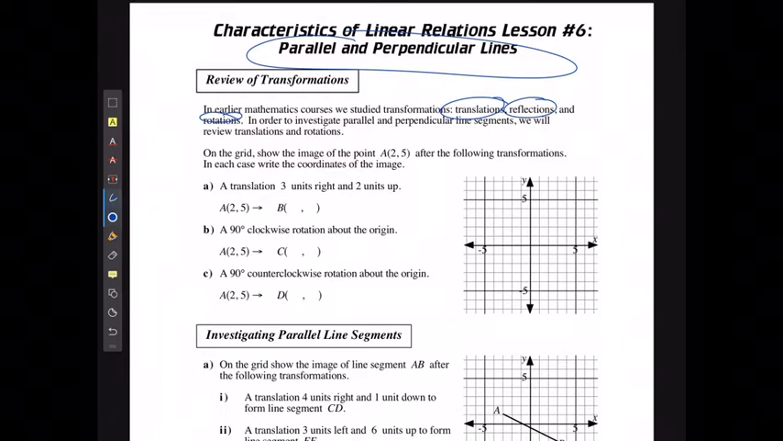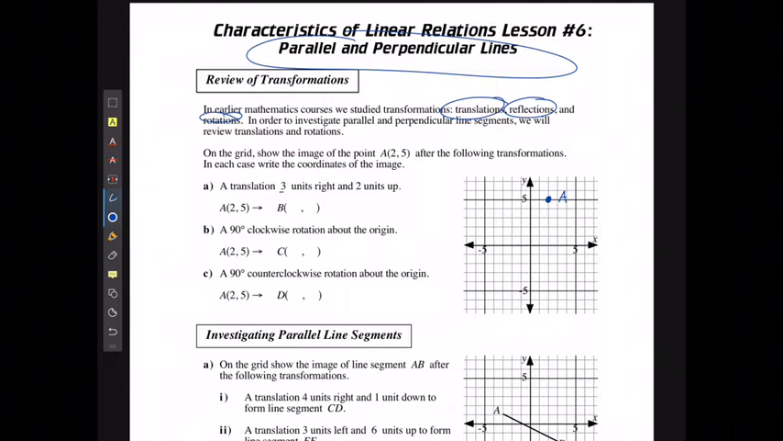So on the grid, show the image of the point A at (2, 5). So I'm going to go right 2, I'm going to go up 5, and I'm going to call this point A. In each case, we're going to write the coordinates of the image after a transformation.